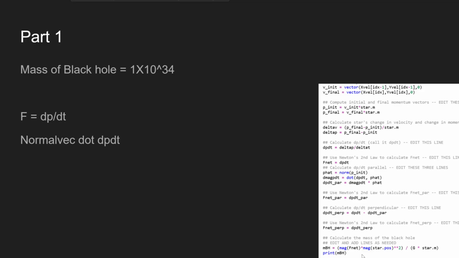We are just doing the magnitude of the net force times the magnitude of the star position, because the black hole position is always at 0, so the star position is always the distance between the black hole and the star, squared, divided by the gravitational constant times the star's mass, and that's how I got my equation, or my answer.